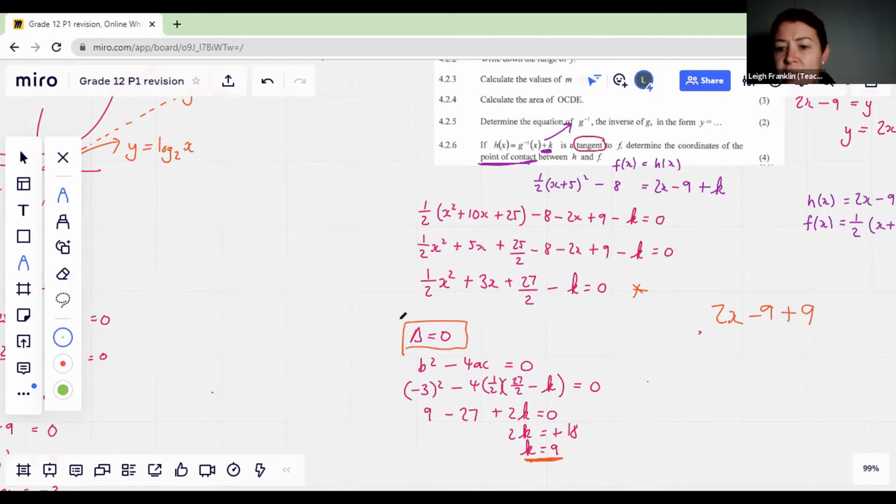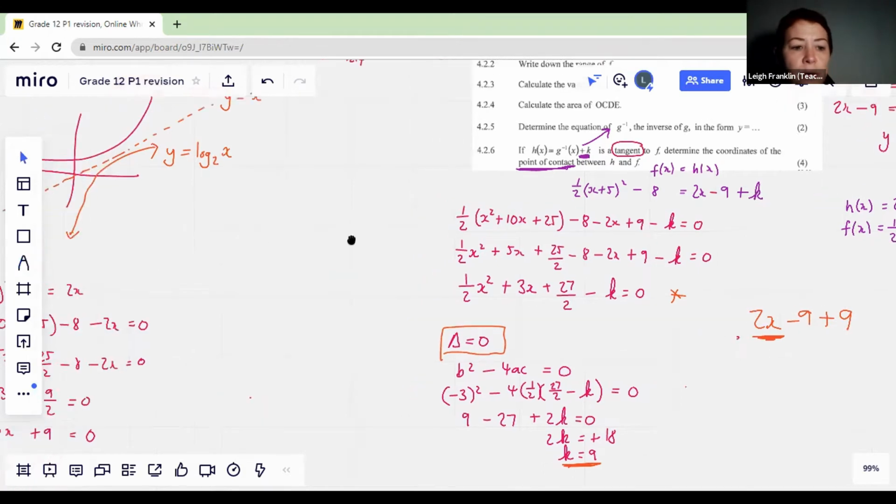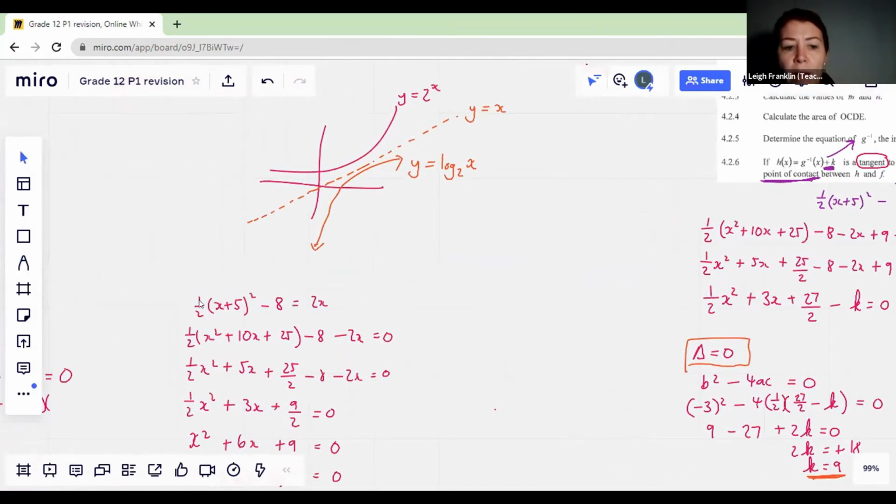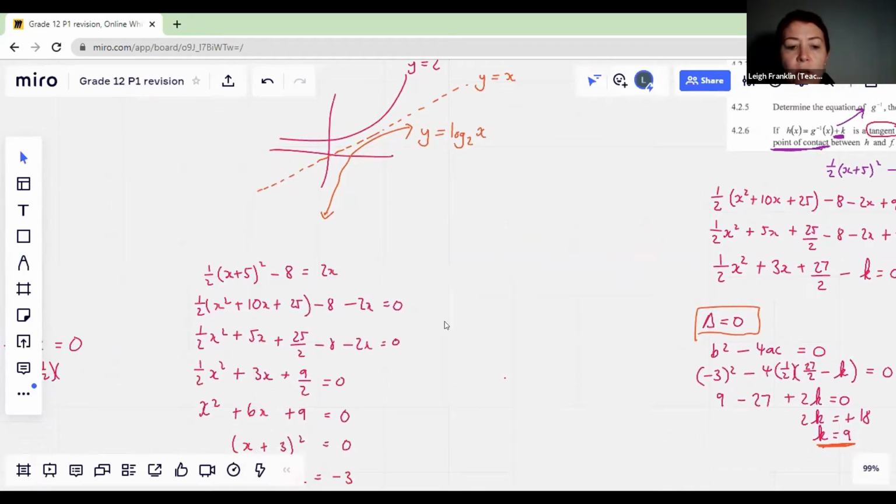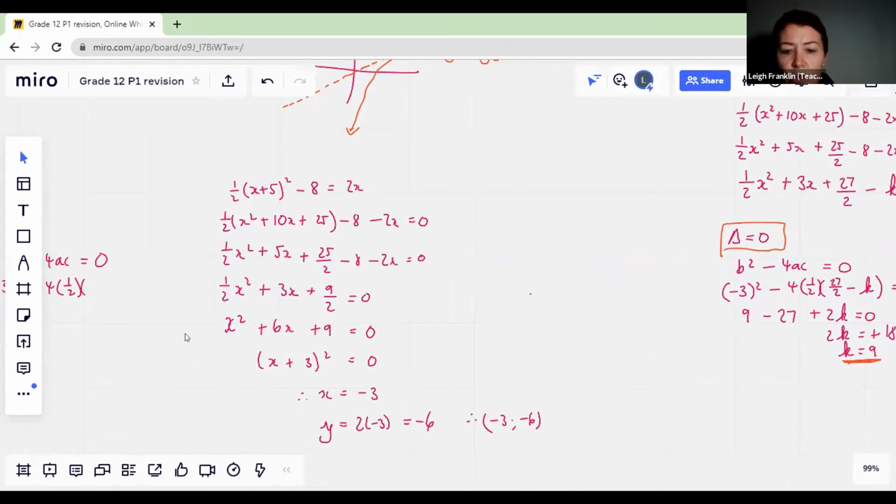So if I write plus 9, then it's just going to be 2x on its own, which means that I need to do a solution for x when the parabola 1/2 x plus 5 squared minus 8 was equal to 2x. Right? And then if you solved for x, you would have ended up with a perfect square trinomial, which is what you would have expected.